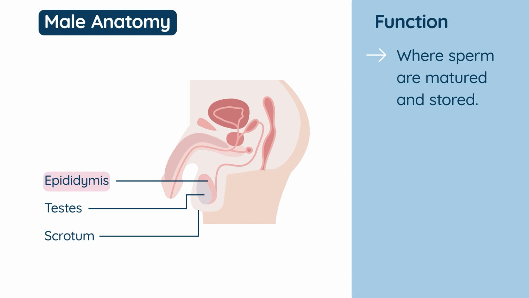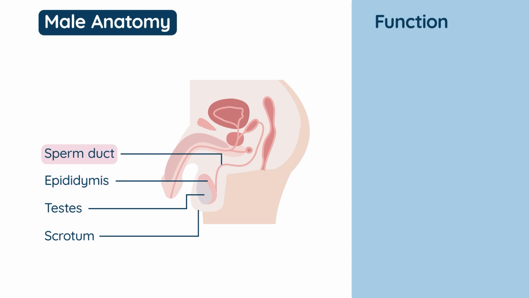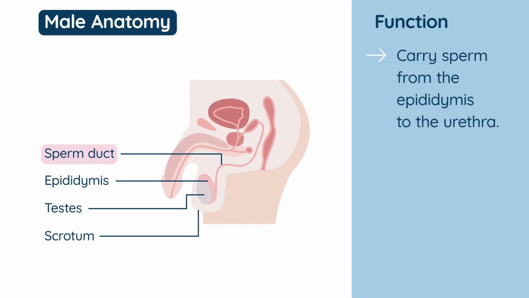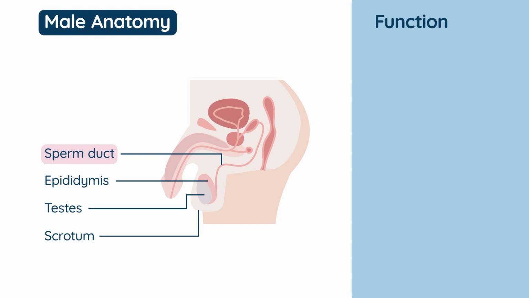Straight on top of the testes is the epididymis, and its role is it's where sperm are matured and stored. Leaving the epididymis is a pipe which runs right up over the bladder called the sperm duct. Now there's one on each side because remember there's two testes. So its job is to carry sperm from the epididymis to a pipe in the central part of the penis called the urethra.